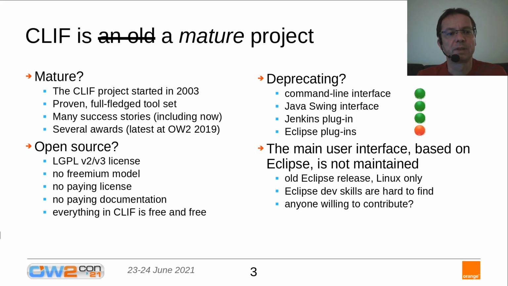Now, thinking about the respectable age of CLIF, we may wonder about its deprecation. Well, I would say that the CLIF tool suite is still globally performing well, especially as far as text execution support is concerned. But when it comes to the main graphical user interface that we call the CLIF console based on Eclipse RCP, we must admit that its maintenance requires significant work and that finding contributors with appropriate skills is not simple. Today, the CLIF console requires an old version of Eclipse, which works only with Linux or Windows 7.